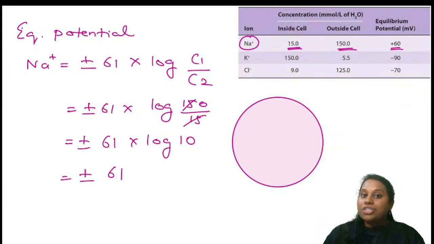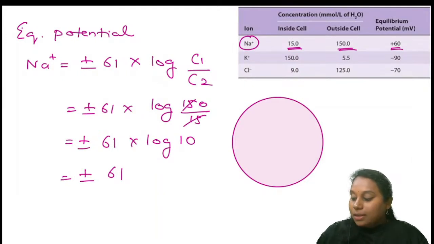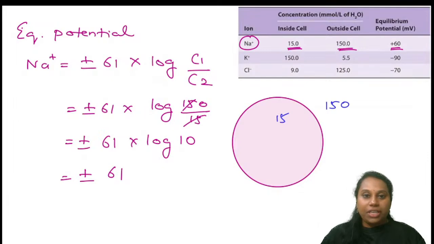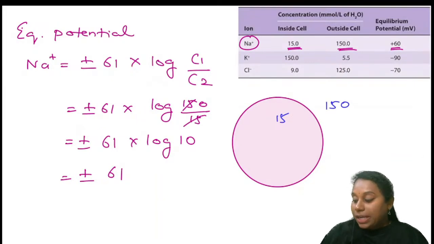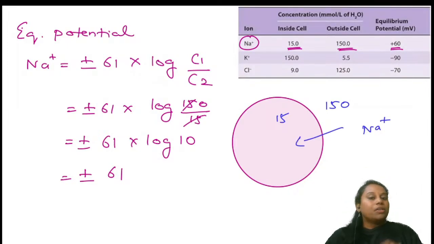Just see the direction in which the ion is running. Let's take sodium for example. Sodium is 150 outside the cell and 15 inside the cell. Normally, sodium is more outside the cell, less inside the cell. Any ion will always move from its higher concentration to its lower concentration. So how will sodium move to reach its equilibrium potential? Sodium will run from its high concentration to its low concentration.